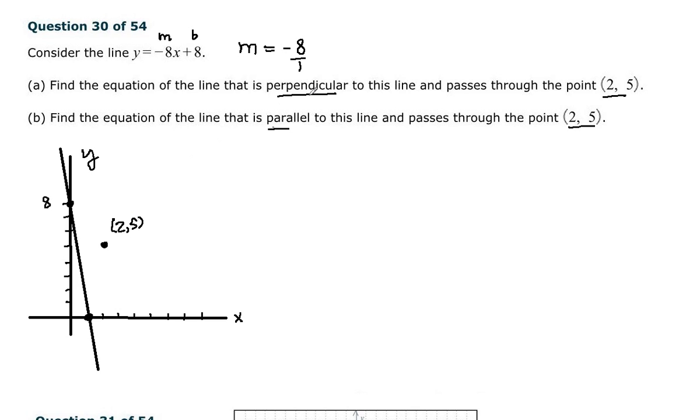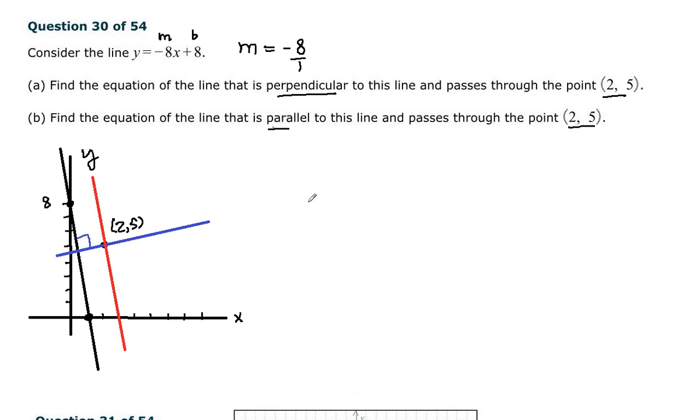And we want the line perpendicular to the black line. I'll do that one in blue. So that's going to be this line here. And then we also want the line parallel to the black line that goes through the point (2, 5). I'll do that one in red. So parallel means same slope. So that would look just about like that. And this is a right angle right there.